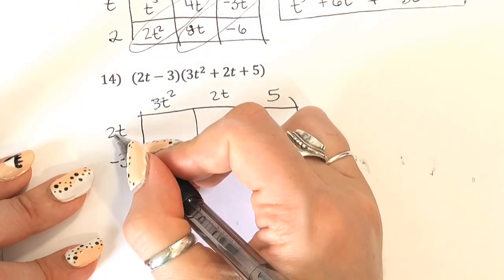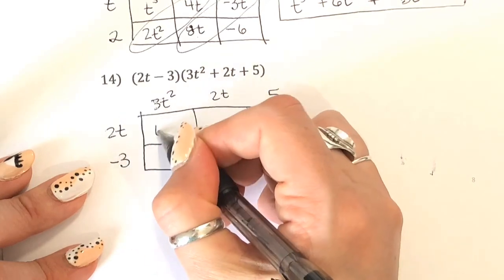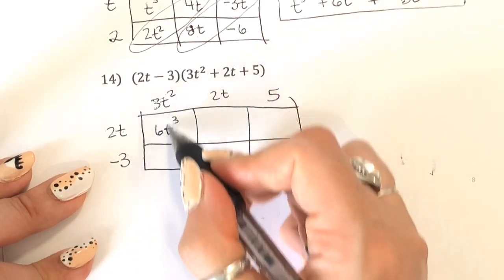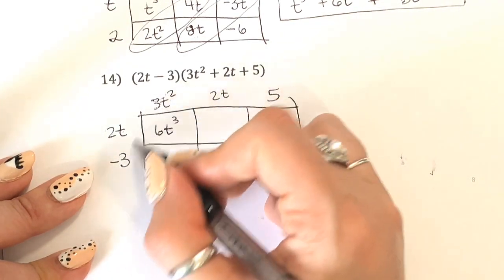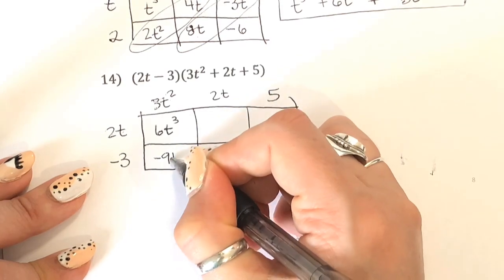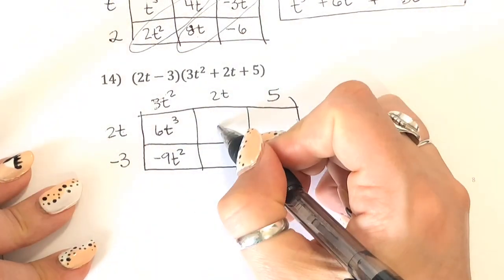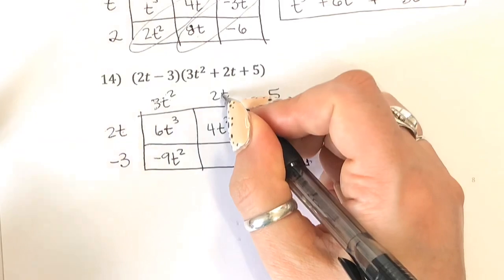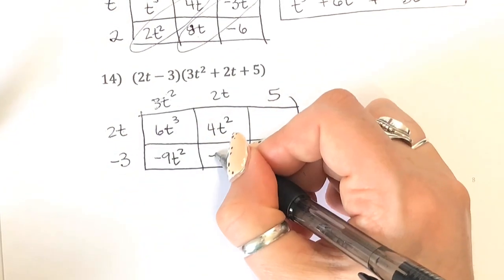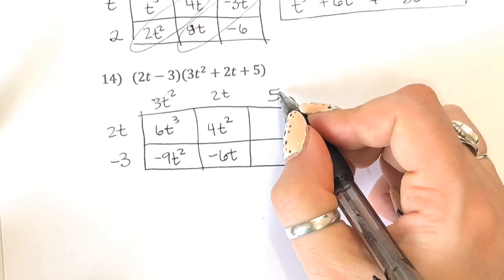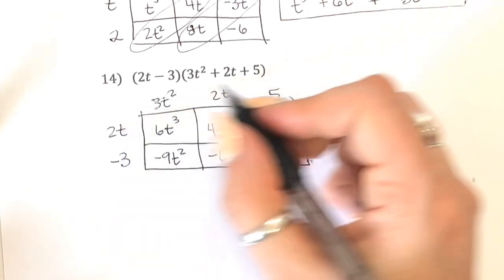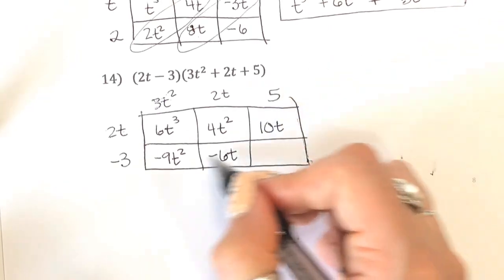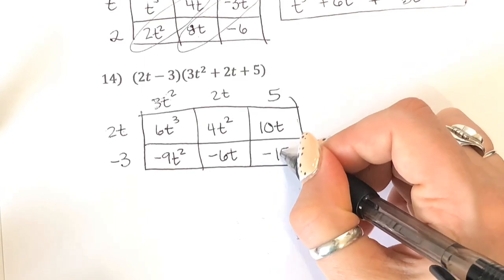So 3t squared times 2t, well 3 times 2 is 6, and t squared times t is t to the third. 3t squared times negative 3, well 3 times negative 3 is negative 9, and then we have the t squared still. 2t times 2t will be 4t squared. 2t times negative 3 will be a negative 6t. Then next column, 5 times 2t, well 5 times 2 is 10, so we get 10t, and then 5 times negative 3 is negative 15.